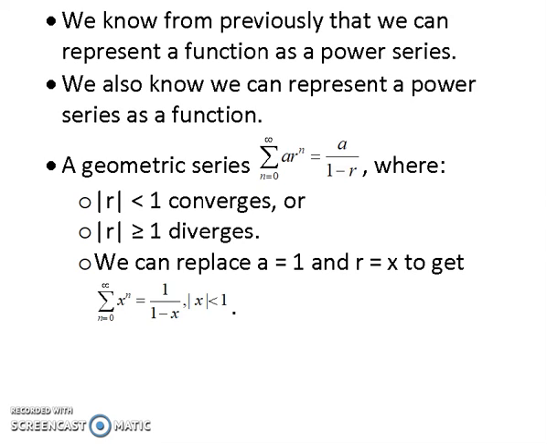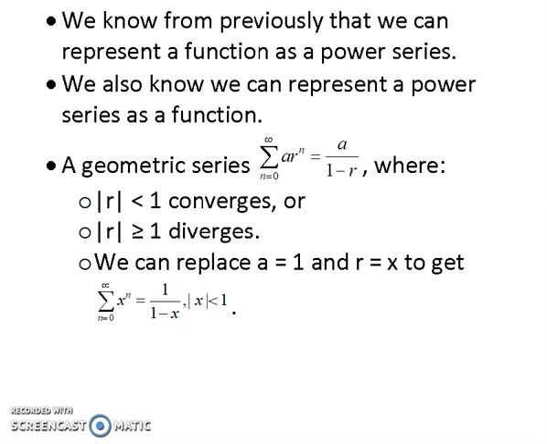So if we replace a with a 1 and r with an x, that's how we get our power series and our function for the power series notation from the geometric series notation. So that's the most basic power series right there. The sum from n equals 0 to infinity of x to the n, which is the same as 1 over 1 minus x in function form.